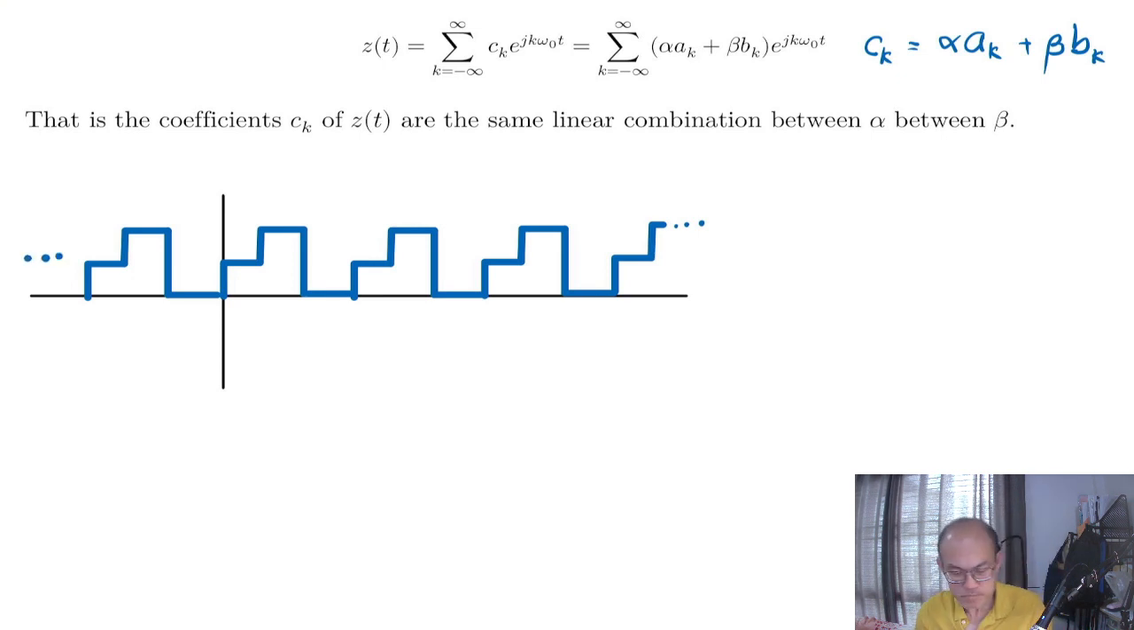Now, if I want to find the Fourier series of this signal, what do I do? This is z of t. Now, if you notice, this is actually these two added together.